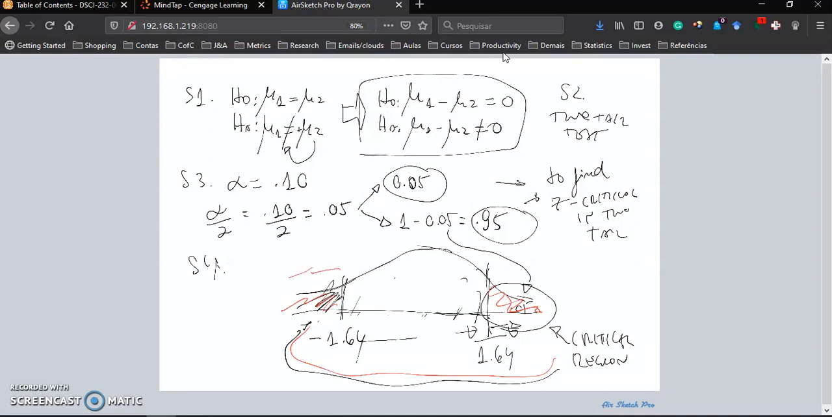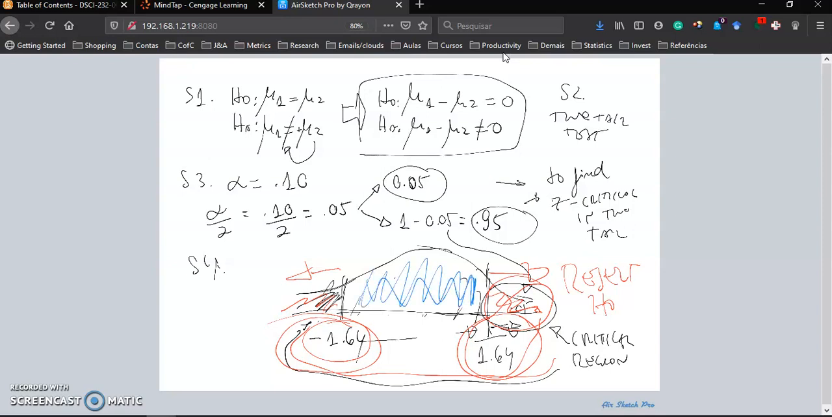So if the z statistic is less than negative 1.64, or if it is higher than 1.64, then you reject the null hypothesis. Reject the null if z is higher than 1.64 or smaller than negative 1.64. If z has a value in between these two numbers, then that's a fail to reject the null hypothesis.